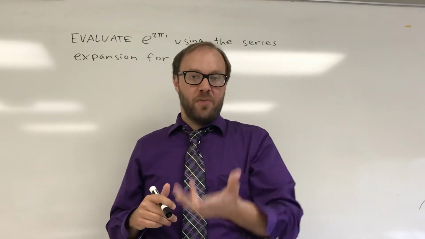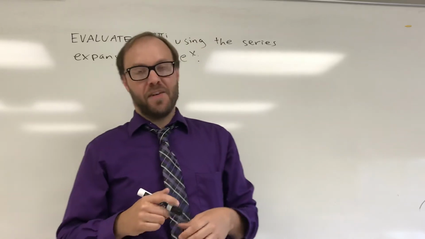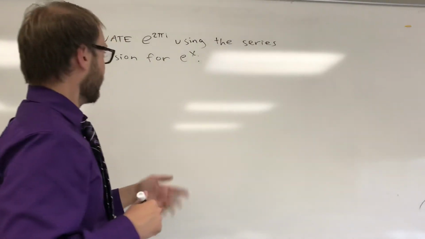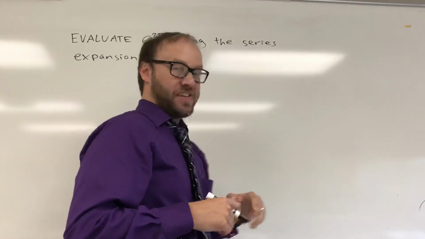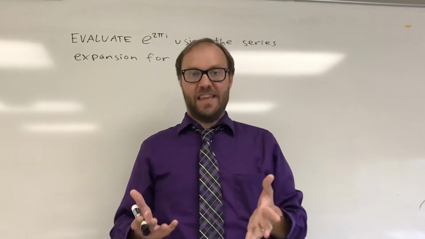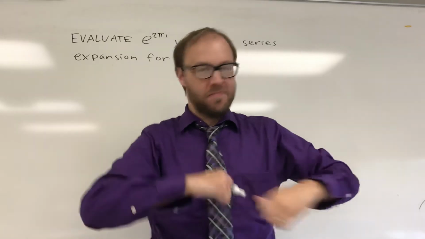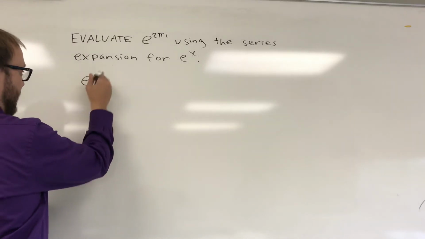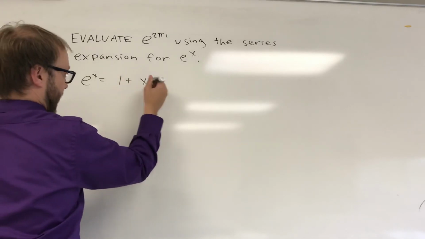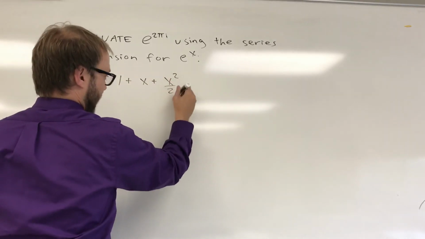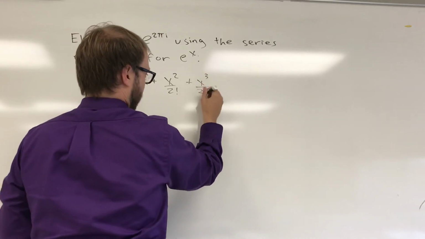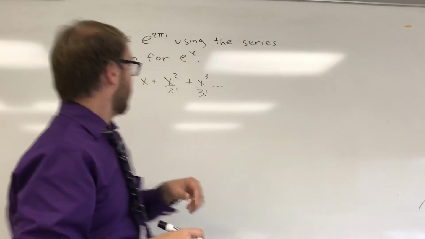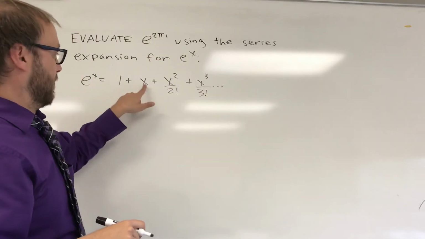Okay. In your packet, at least if you're watching this having done the packet for my class, what you're asked to do is to evaluate e to the 2 pi i using the series representation for e to the x. All right. So background here, what's that going to look like? Well, the series representation for e to the x, of course, is just 1 plus x, plus x squared over 2 factorial plus x cubed over 3 factorial, and so on. All right. So our input here is going to be 2 pi i going in place of the x here.